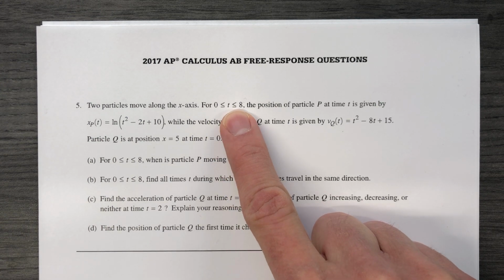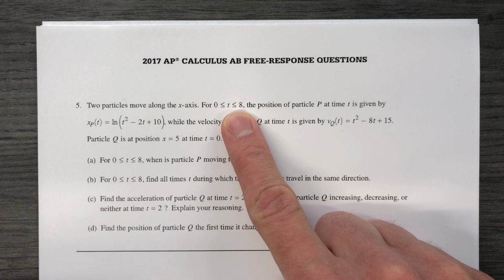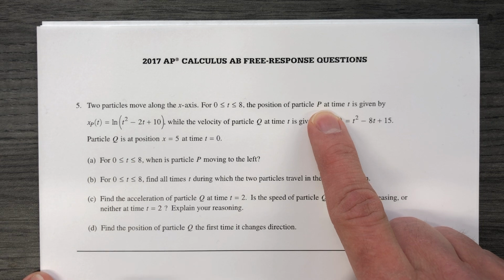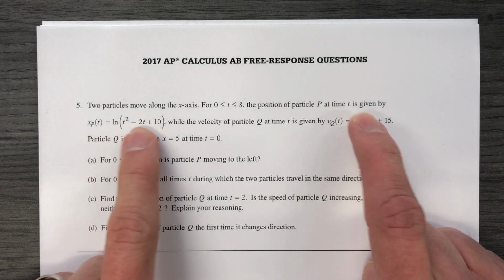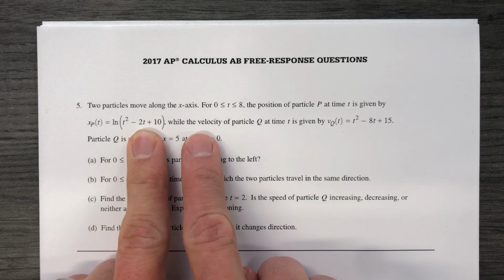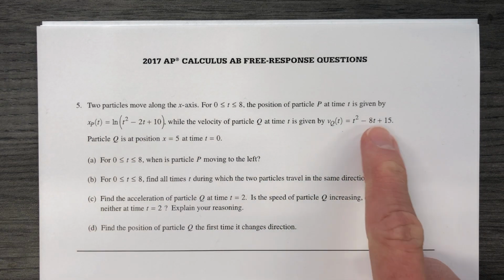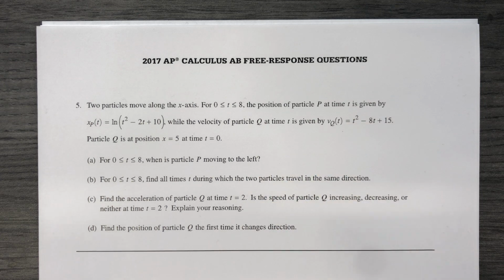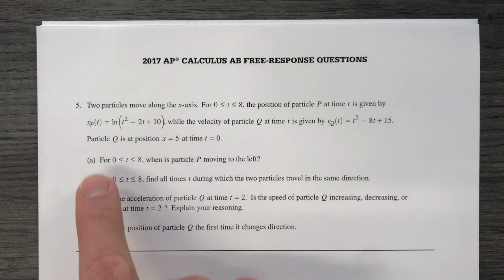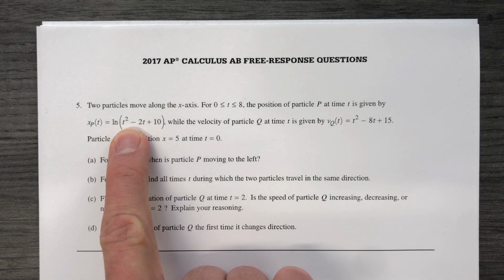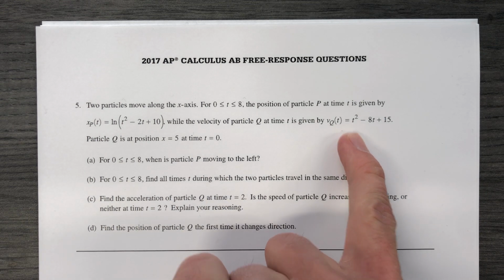For t values from 0 to 8, time, whatever time is measured in, the position of the particle p at time t is given by this function. This is the position. The velocity of q is given by this. Position, velocity, okay? Good to know. Hold that in your head as we go. It's going to be important that we keep the position of p and the velocity of q separate.